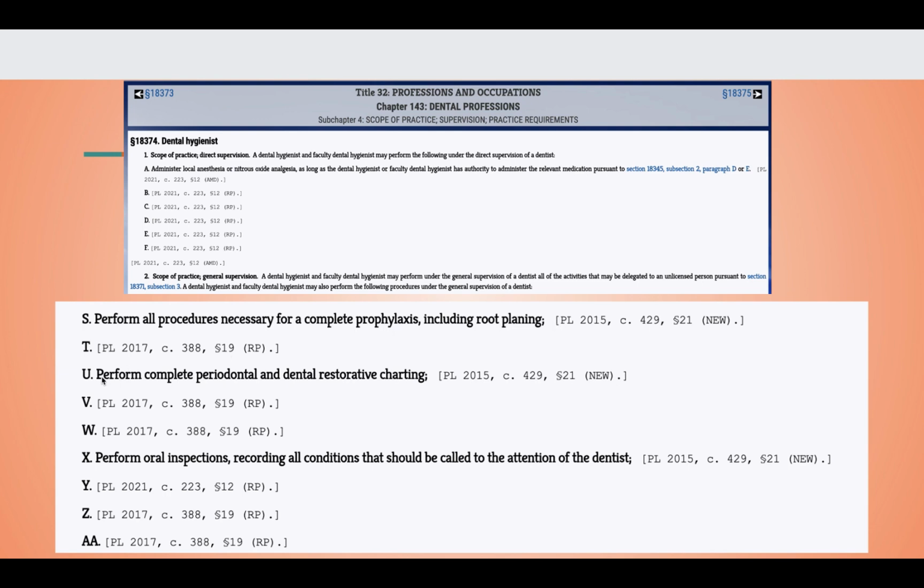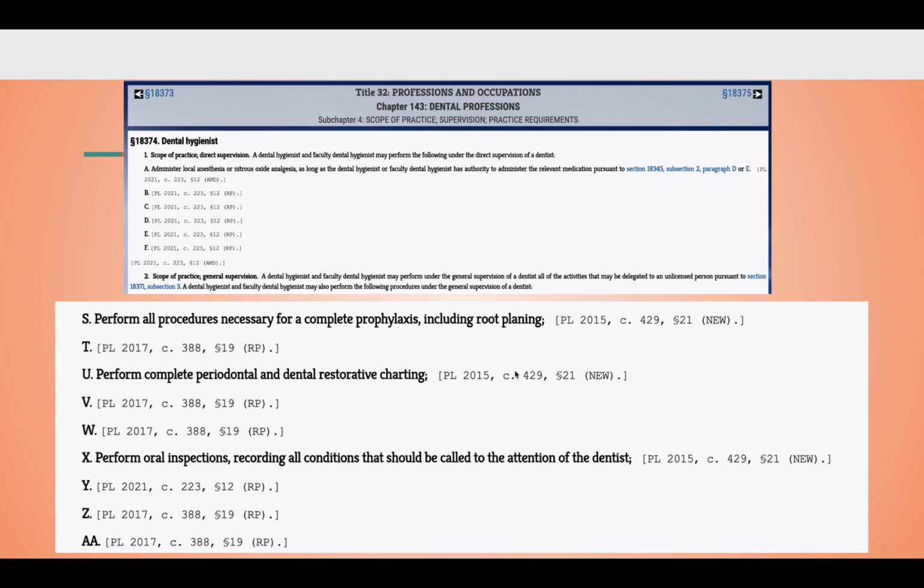Nothing earth-shattering there. They can also perform complete periodontal and dental restorative charting. So I've had doctors sometimes say, I need to go in there and update the Perio or update the chart in Dentrix or EagleSoft. No, the hygienist can do that. The assistant can do that, approved by the doctor. Don't quote me on the assistant part.